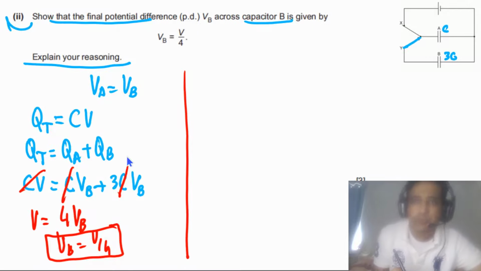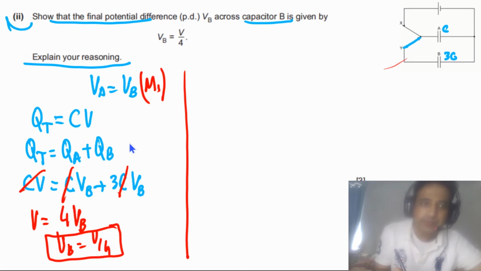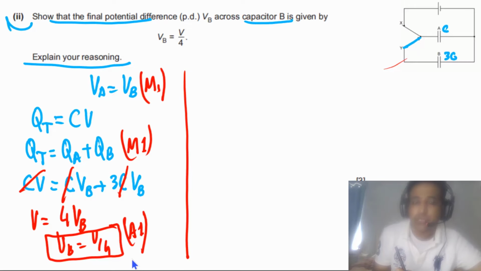This question has 3 marks. The first mark is if you have written that the PD across the 2 capacitors is the same finally. You will get 1 mark. The second mark you will get if you have written Q total is the sum of QA and QB. The last mark is the answer mark. If you got the right answer, and also you need to write down these points, you will get 3 marks. But if you haven't written these points and you simply got the right answer, you will get no marks.